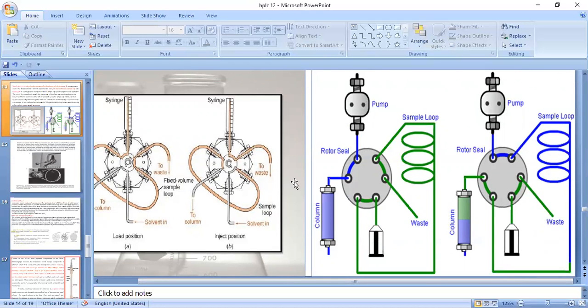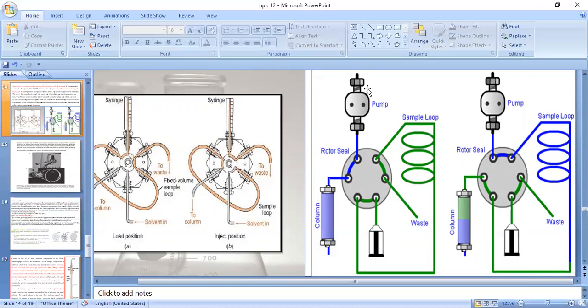Now in run position you rotate this rotor. आपने इस रोटर को फिर से रोटेट किया. So when you rotate this rotor, what happens is that the sample loop becomes the part of the system. जो पहले separate थी, इस position में ये sample loop separate है, but when you rotate this, it becomes the part of this system. When it becomes the part of the system, now the solvent moves from the pump, then through the sample loop and then to the column.